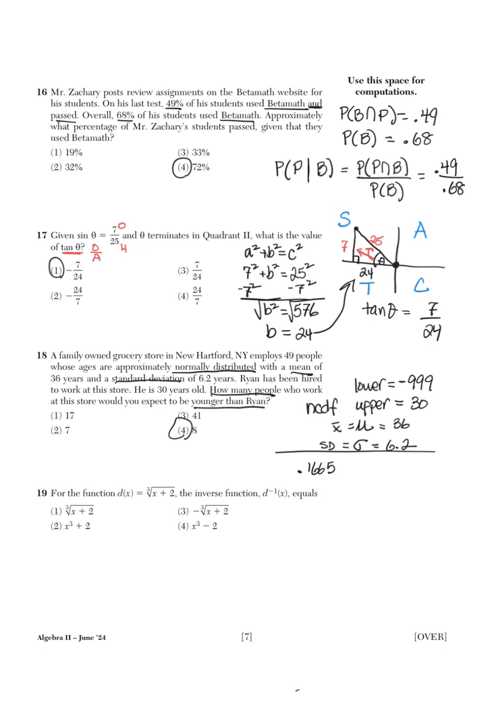Sometimes the question, like here, will be asking, what percentage of people who work at the store would you expect to be younger than Ryan? If that's the case, then the answer would be 16.65%. They're not asking for the percentage of people, they're asking for how many people. So this is the percentage of people that are younger than Ryan, and what we're going to do is find the number of people that they employ, which is a total of 49.